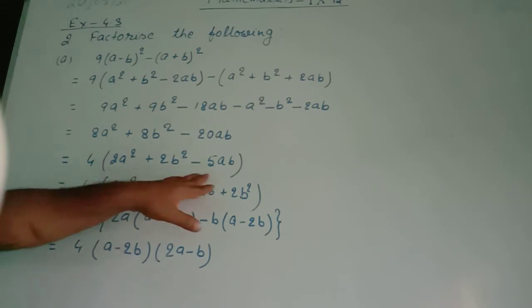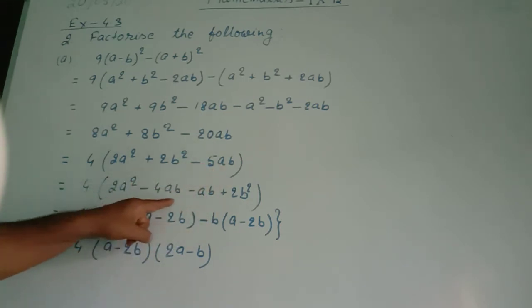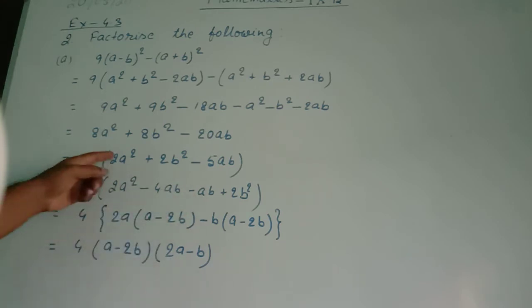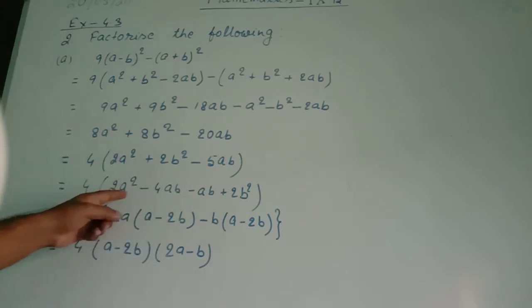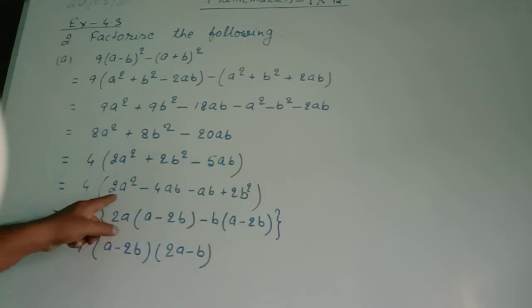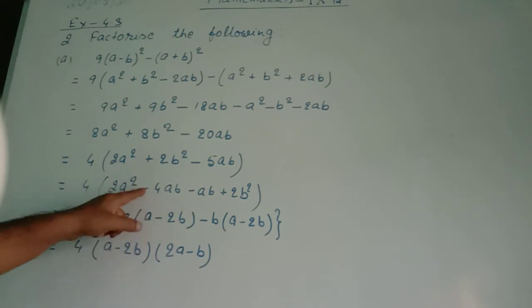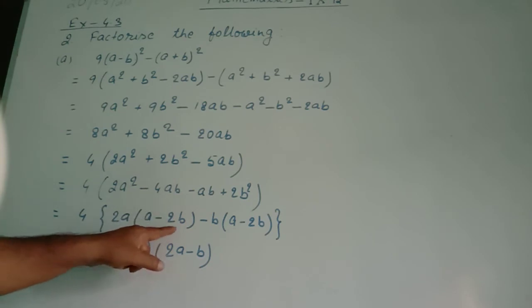Then I split this minus 5ab. I wrote this minus 5ab as minus 4ab minus ab, and this is written the same, 2a² and plus 2b². In this step, this 4 came here. In the first two terms, we can take 2a common. Here a is left, minus, and here 2b is left.